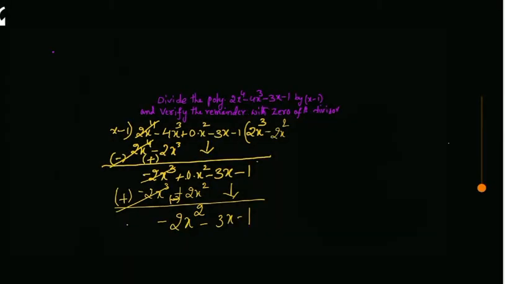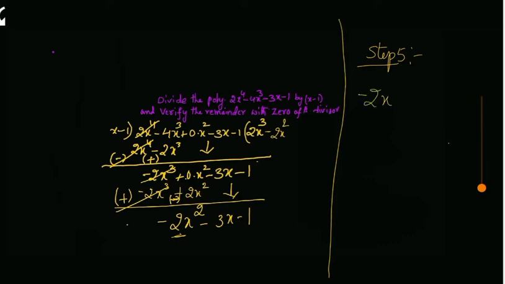After this, we have to do the same process, that is step 5. In step 5, you have to consider the first term of the dividend, that is minus 2x square, by the first term of the divisor, x. You will cancel x, then you will get minus 2x. That minus 2x is the next term of the quotient. Minus 2x you have to write.